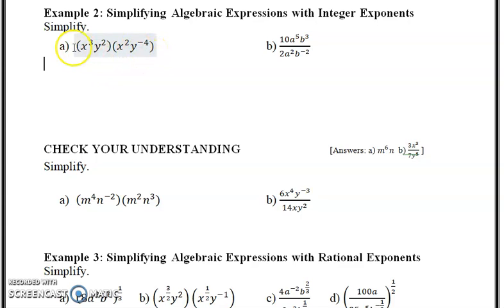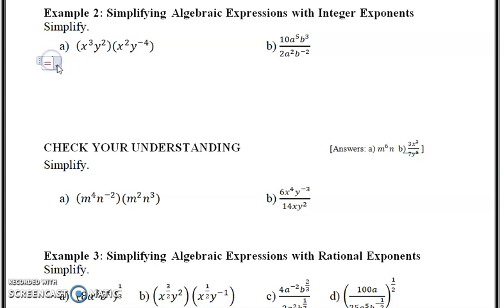So right here we have x cubed y squared, and that's all multiplied by x squared y to the power of -4. So what we do in this example is we want to combine the bases that are the same, right? Okay, so I'm going to show you this step by step on how to do this process, just to make sure we get a clear understanding of what is happening.